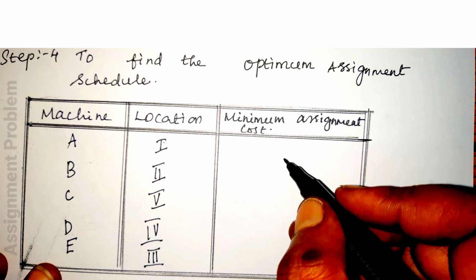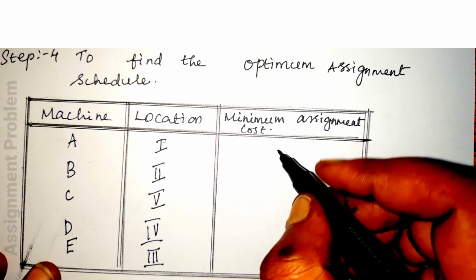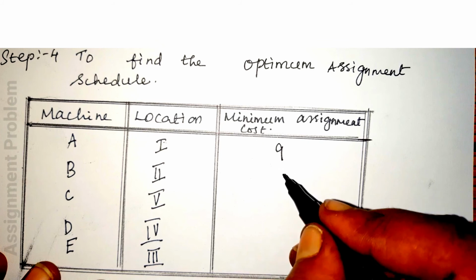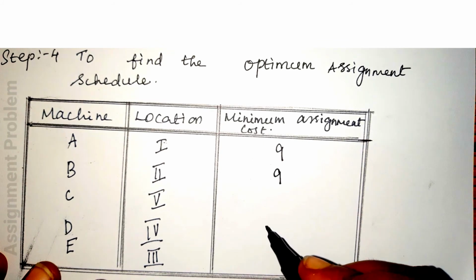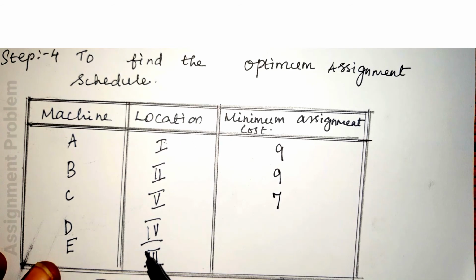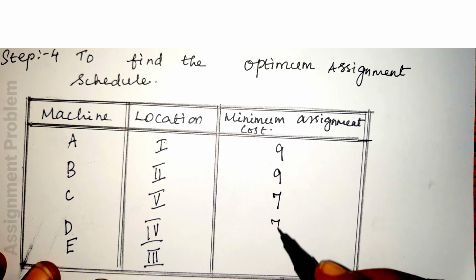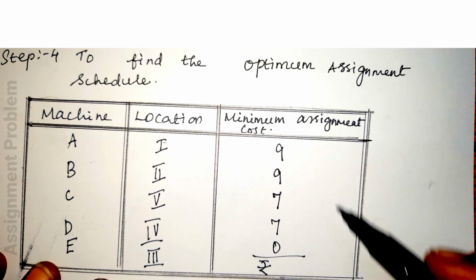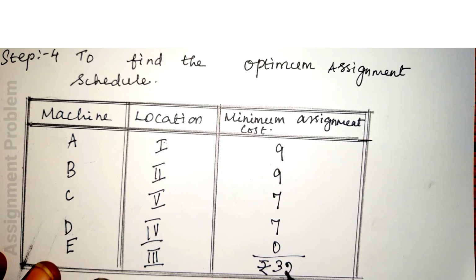So for mission A, location 1, the cost is 9. Mission B, location 2, the cost is 9 again. Mission C, location 5, the cost is 7. Mission D, location 4, the cost is 7. Mission E, location 3, and the cost is 0. If you add, you will get 32. This is the optimum assignment schedule for mission to the suitable location. The minimum assignment cost for this particular problem is 32.